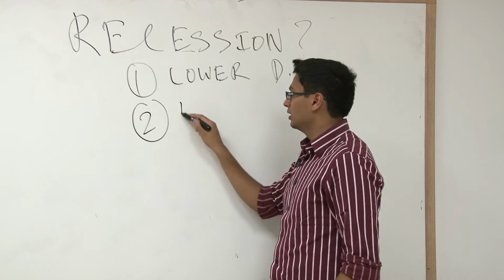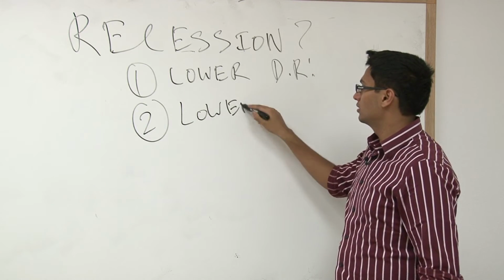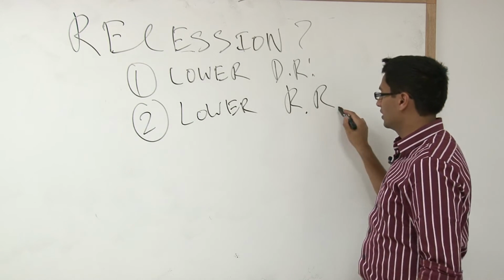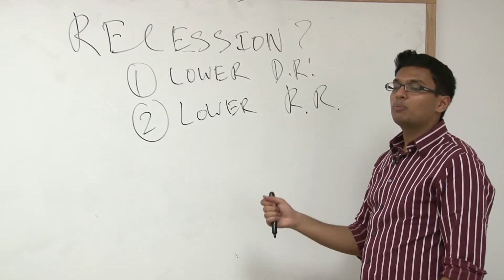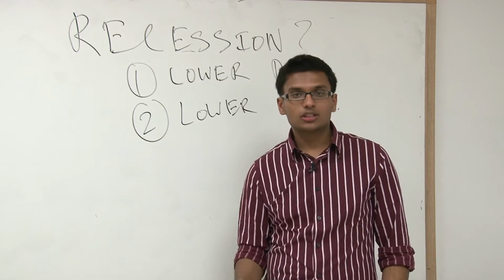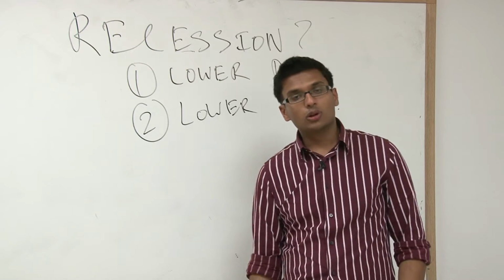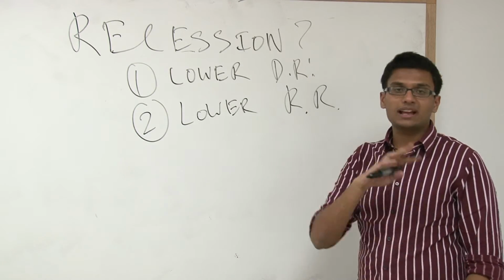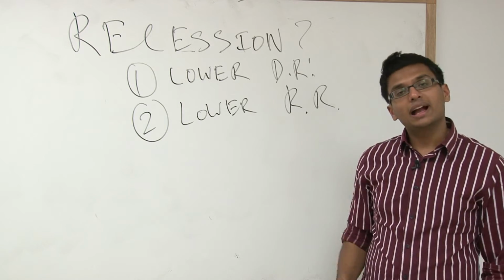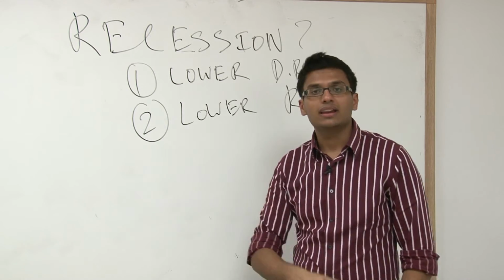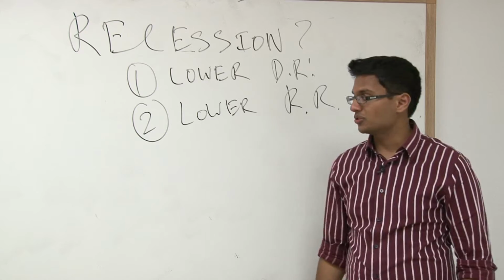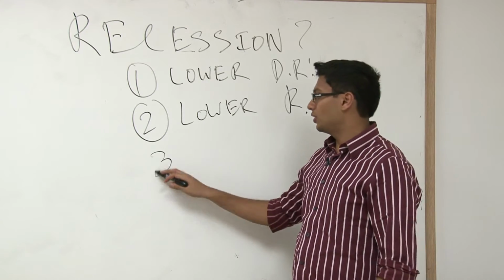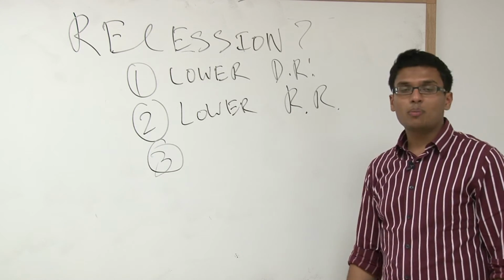What's another one? Lower the reserve ratio. What is the reserve ratio? The amount of money required by the banks to be with them at all times. So if you lower the reserve ratio, they can take money out of their reserves and put it in the excess reserves, which they'll loan out, again increasing the money supply, again increasing the RGDP eventually.